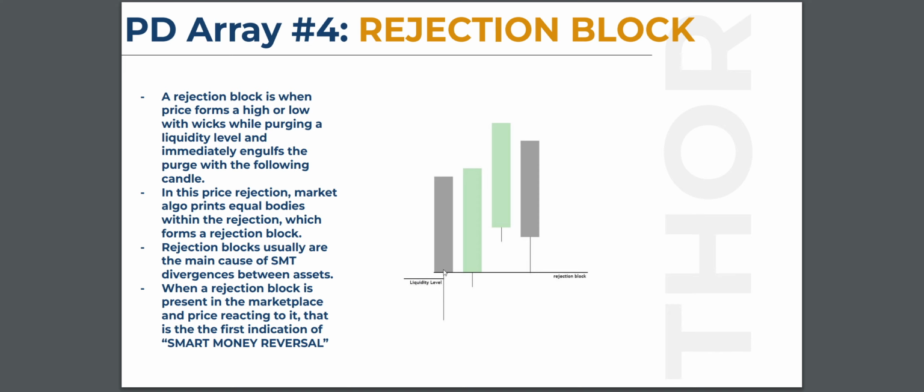Price comes back into a liquidity level, rejects it, and the following candle expands higher, right? Once this happens, the chances of having a rejection block in this area are very likely. The rejection blocks are usually the equal levels. So in the price rejection, the market algorithm prints equal bodies, as you can see here. This candle engulfs the purge candle, right? Once it engulfs it, that is your confirmation. And when you see these bodies equally printed by the algorithm, that becomes your rejection block.